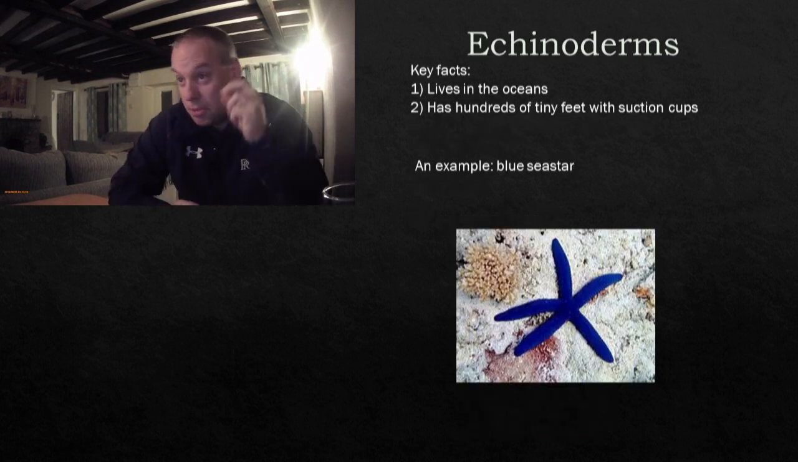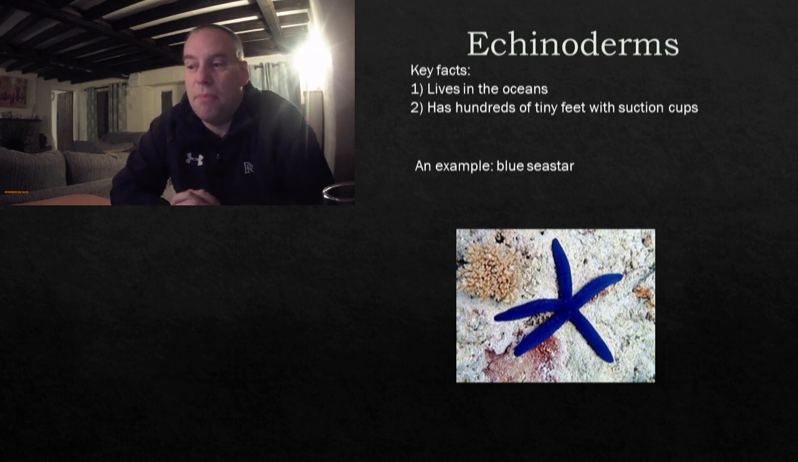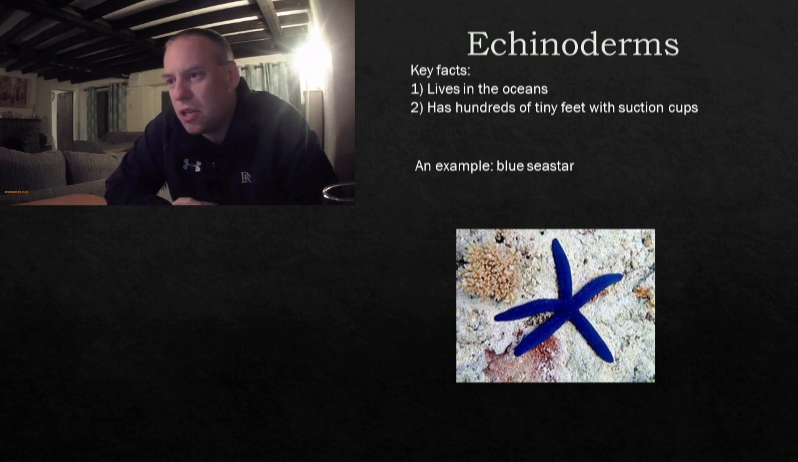Onto the echinoderms. These you'll know as starfish, but they also represent some other interesting organisms, which again, when you're researching them, you might be able to find and put in. They live in oceans. They are categorised by the fact they've got hundreds of tiny feet with suction cups at the bottom. And they go around, they've actually got a mouth in the middle.